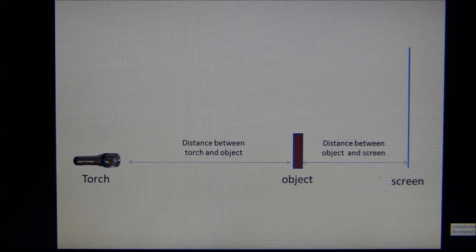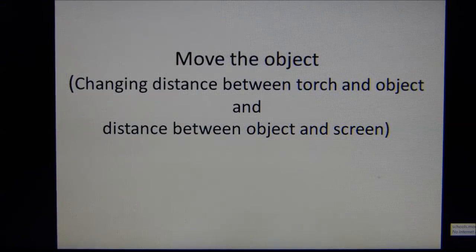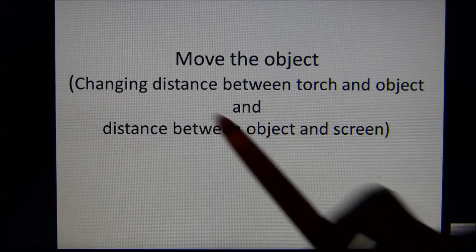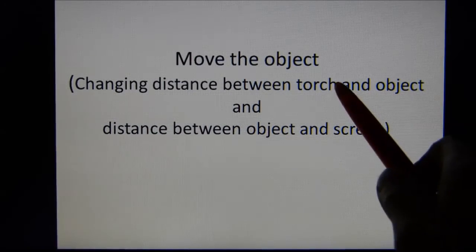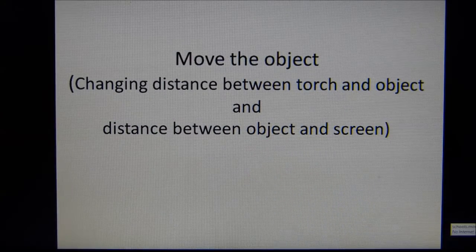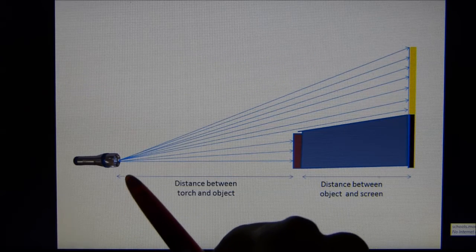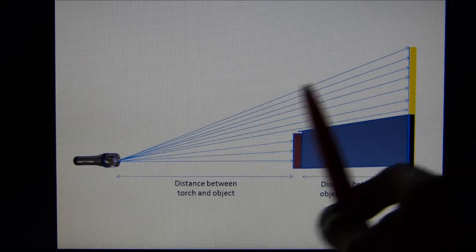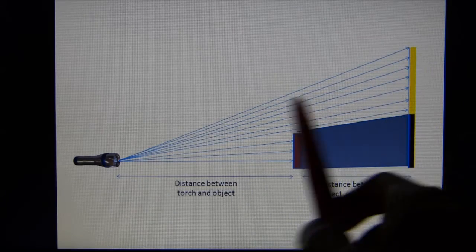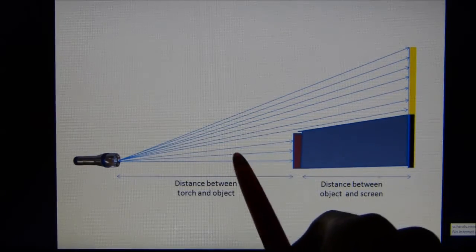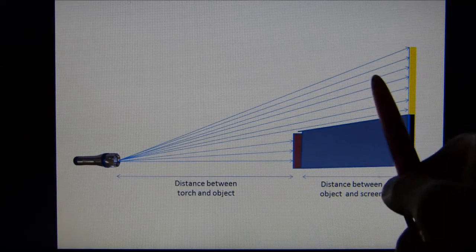Now what happens when we switch on the torch and the object is here? Let's try moving the object. Let's try changing the distance between the torch and the object, and the distance between the object and the screen. Now this is when the torch is on. Can you notice that I use straight line arrows to represent light rays? Why do you think I use straight lines?